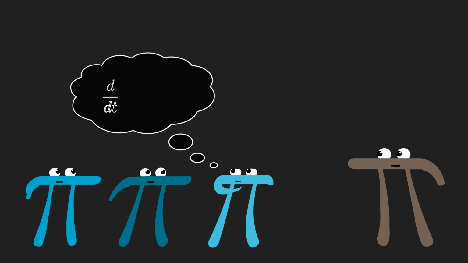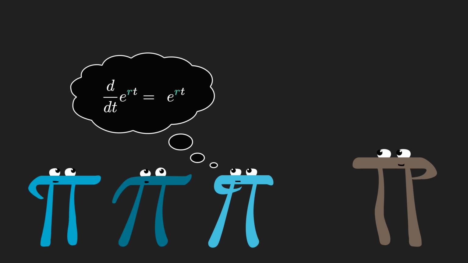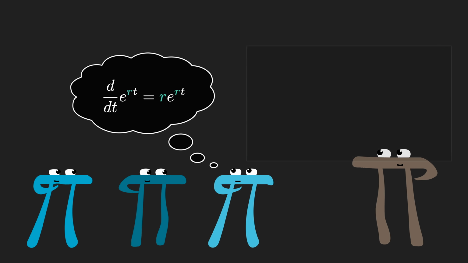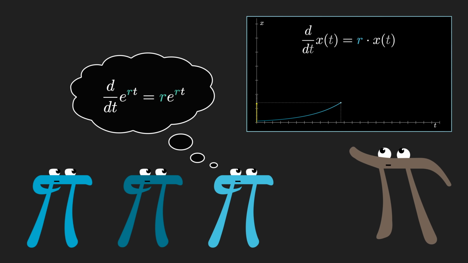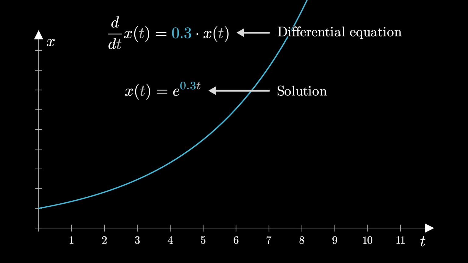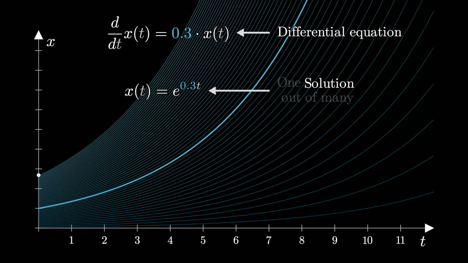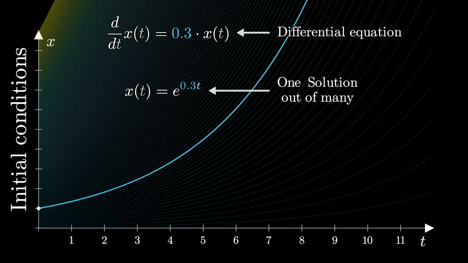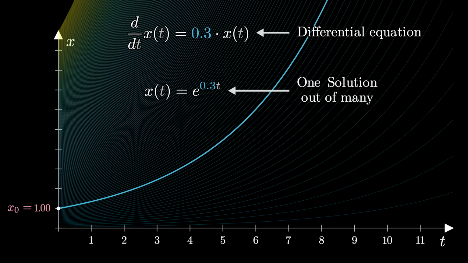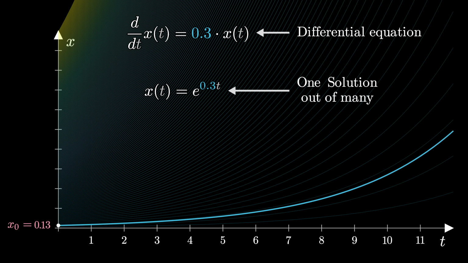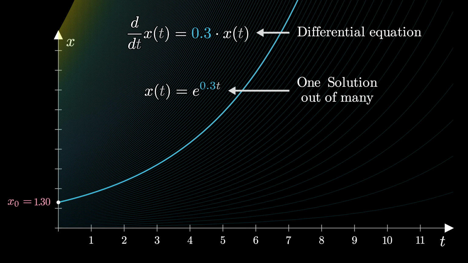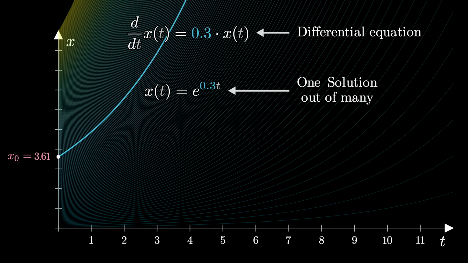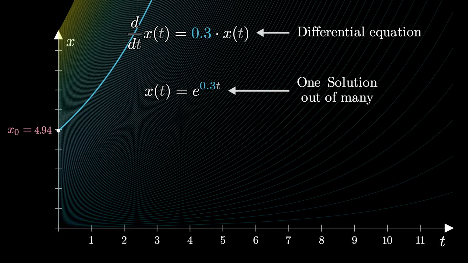Calculus students all learn about how the derivative of e to the rt is r times itself. In other words, this self-reinforcing growth phenomenon is the same thing as exponential growth, and e to the rt solves this equation. Actually, a better way to think about it is that there are many different solutions to this equation, one for each initial condition. Something like an initial investment size or an initial population, which we'll just call x naught. Notice, by the way, how the higher the value for x naught, the higher the initial slope of the resulting solution, which should make complete sense given the equation.